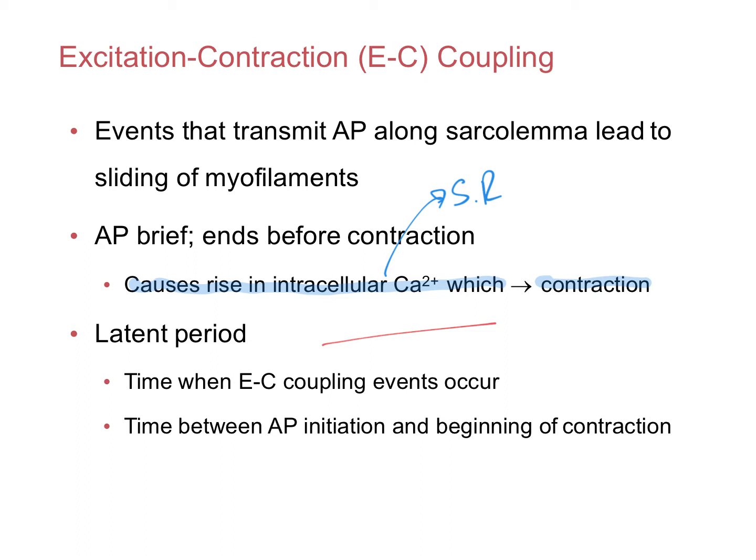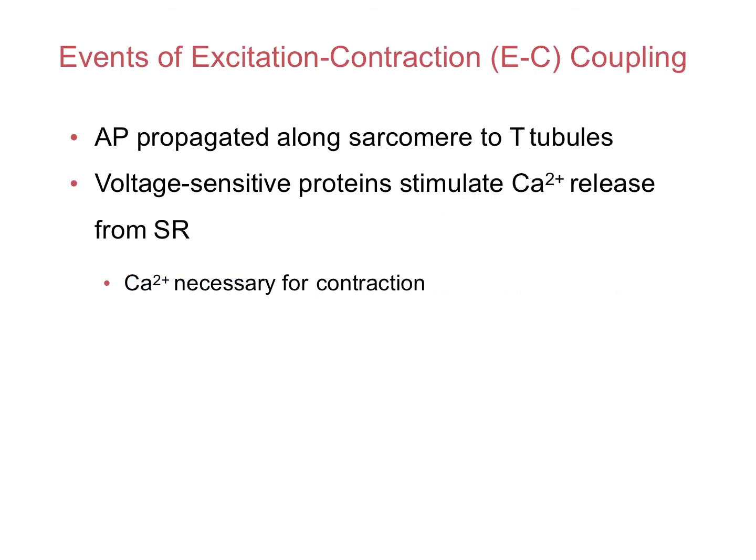It is equivalent to the time it takes to relay the message from the membrane and get enough calcium released in the cell to stimulate contraction. Latent period. So, the action potential is propagated down the sarcolemma and through the T-tubules. And in the T-tubules, we have voltage-sensitive proteins that stimulate calcium release from the sarcoplasmic reticulum. These are basically equivalent to voltage-gated calcium channels.